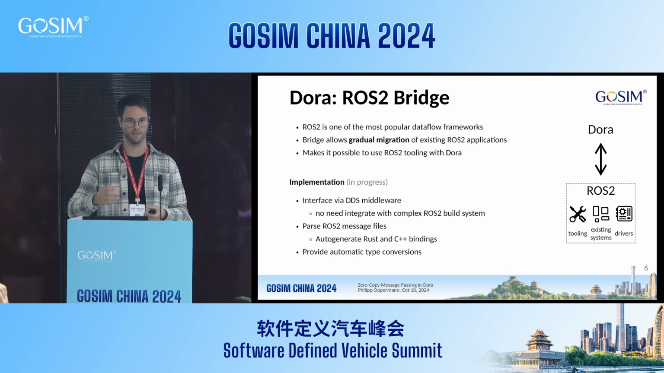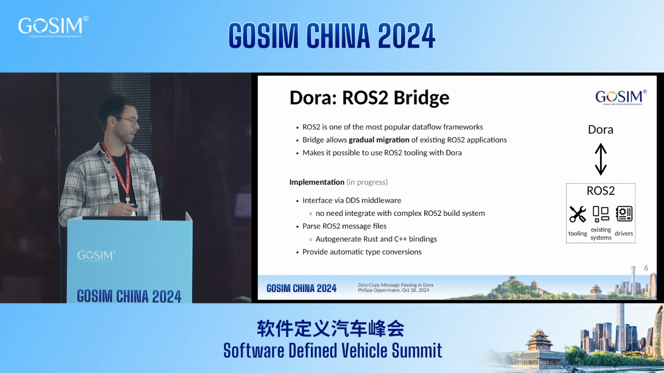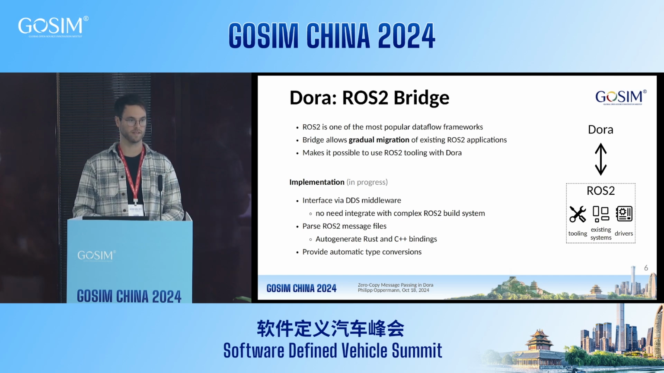So you don't need to use the ROS2 build system to build Dora, or the other way around, but instead you can build them separately and they still talk to each other via DDS. And we pass the ROS2 message files of your project, so you have all the message declarations auto-generated into Rust and C++ bindings, so you get autocomplete and type checking and so on.